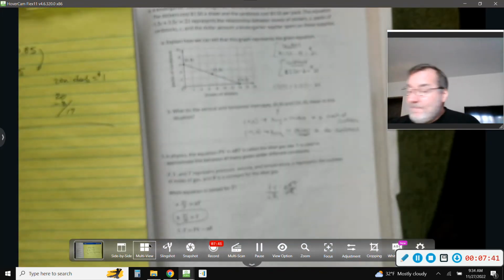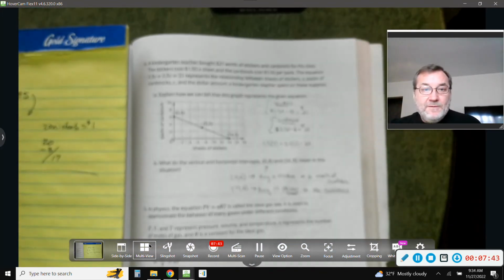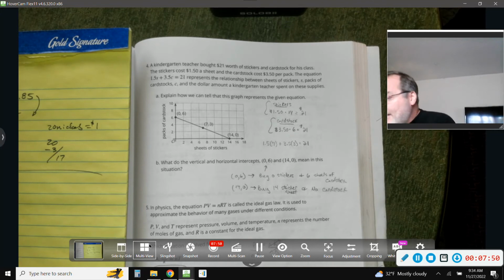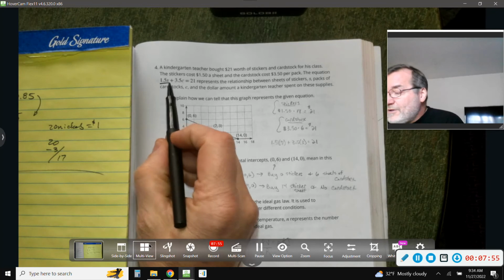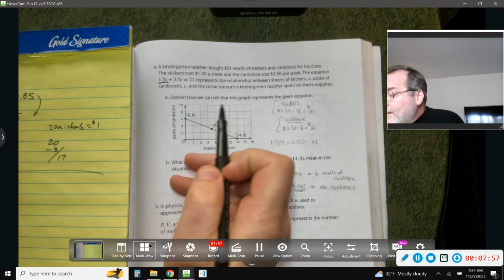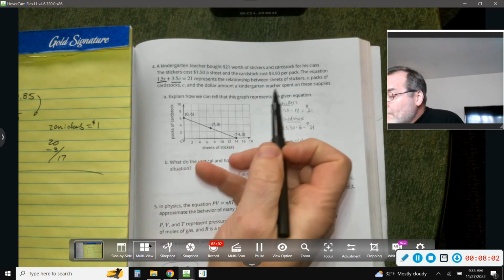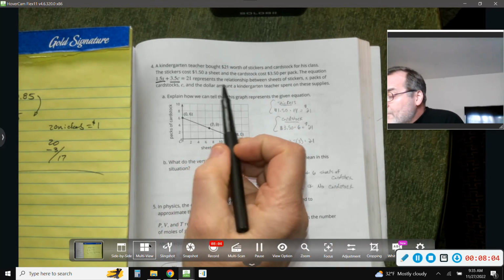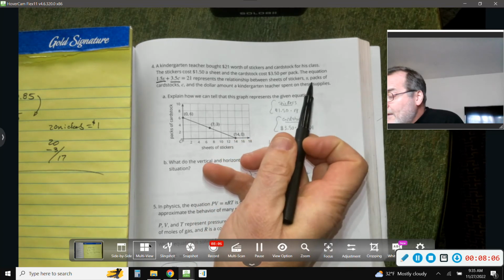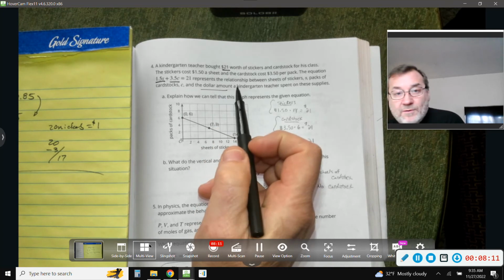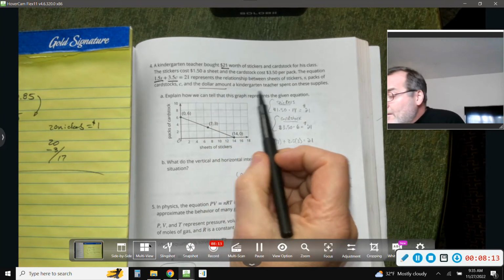Number 4. Let me get this all situated. The kindergarten teacher bought $21 worth of stickers and cardstock for the class. The stickers cost $1.50 a sheet. So here are your stickers. And cardstock costs $3.50 per pack. So there is your cardstock. The equation represents the relationship between the sheets of stickers, S, packs of cardstock, C, and the dollar amount, which is $21, spent on these supplies.